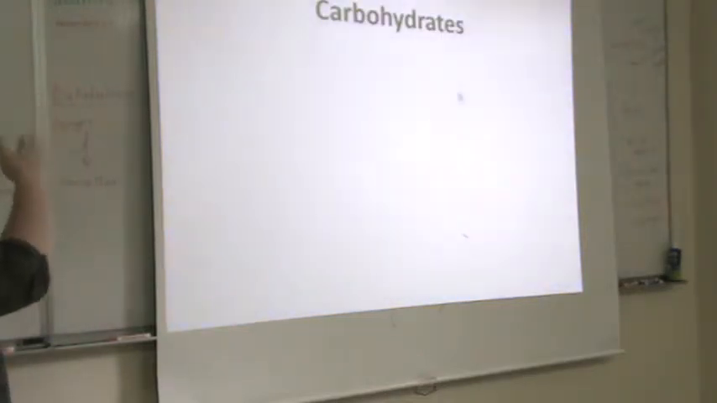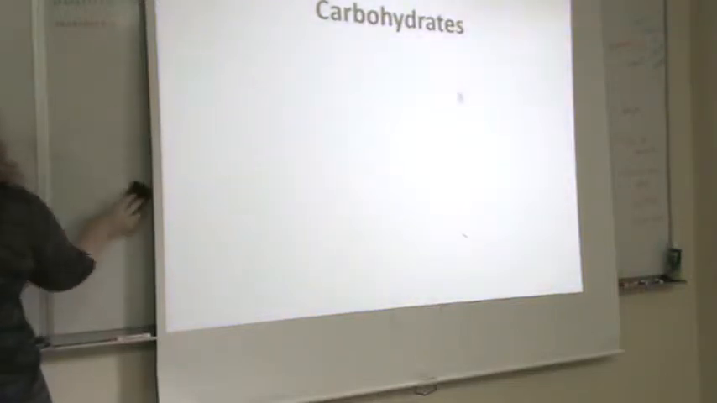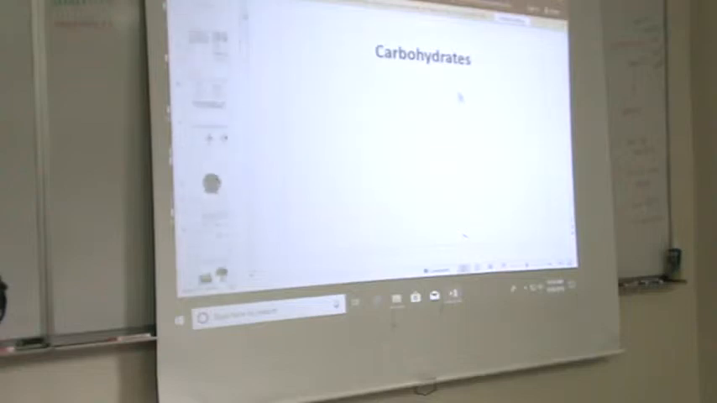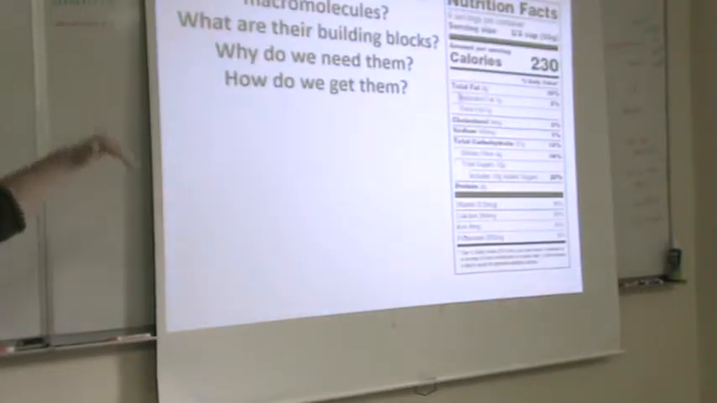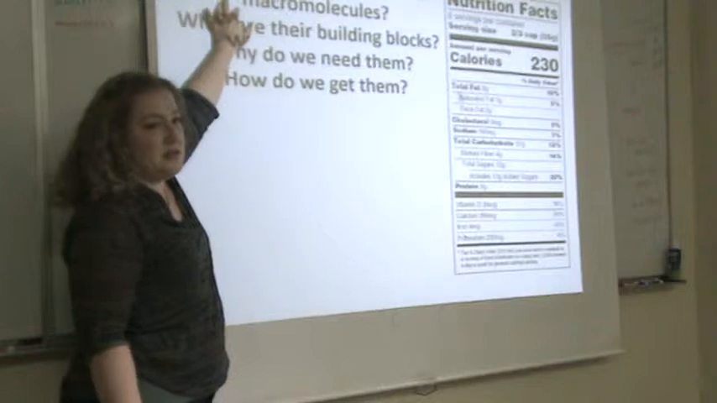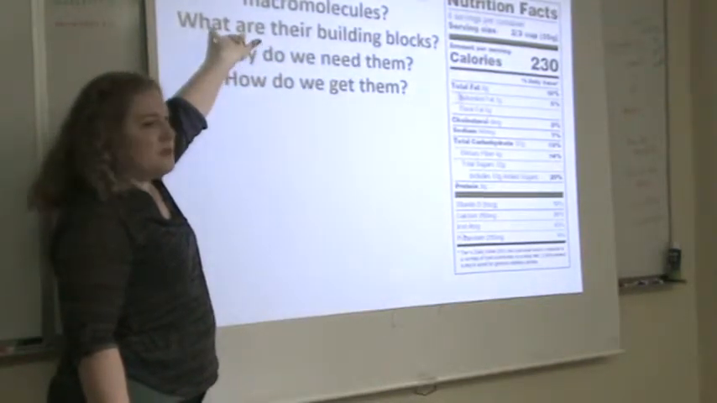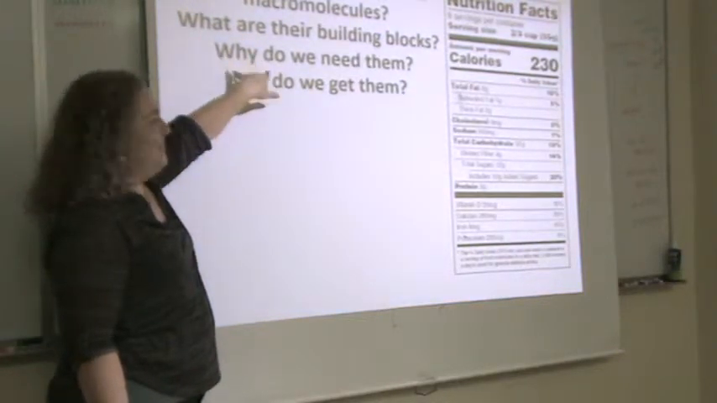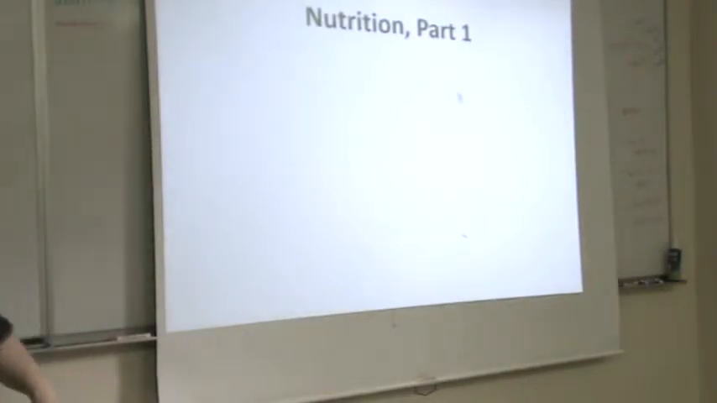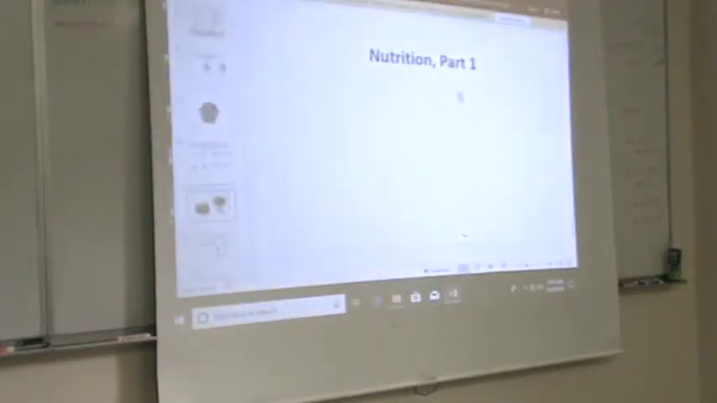Okay, so now we're going to start going through our groups. First big group, carbohydrates. Each time we get to one of the macromolecule groups, I want to be able to go through and answer these questions. So first major group, major macromolecules, is carbohydrates. I'm going to discuss what are the building blocks of carbohydrates. Why do we need them? We do need them, people. How do we get them? So let's answer that stuff for carbohydrates. Carbs.